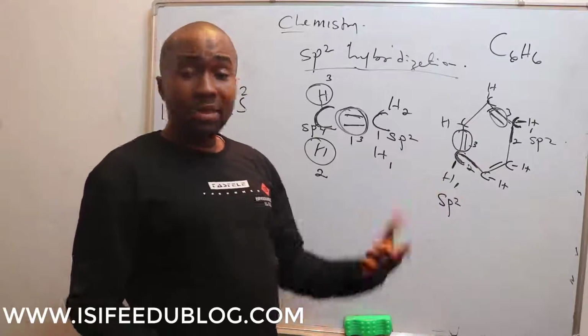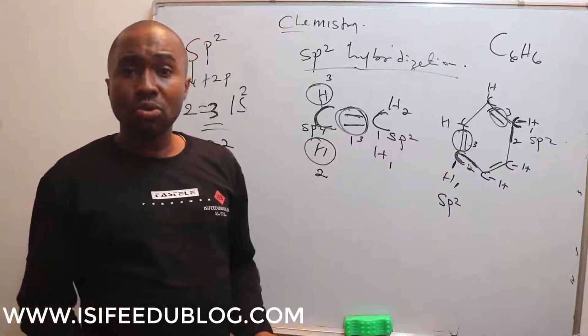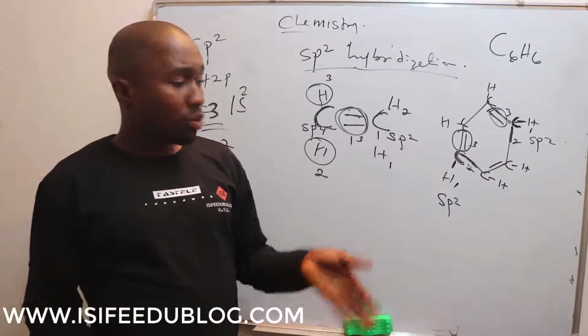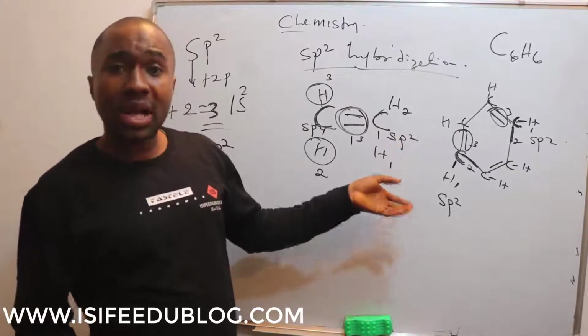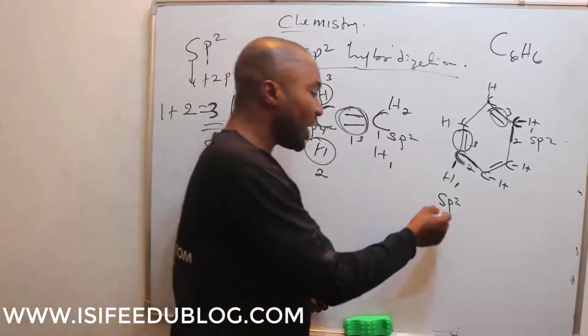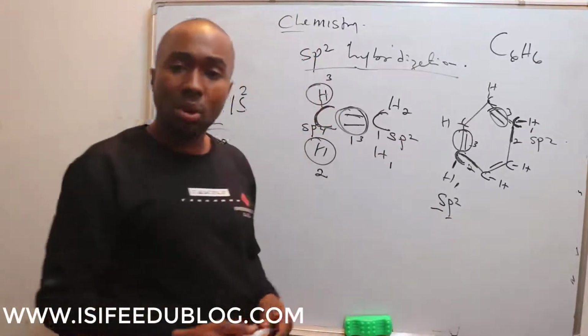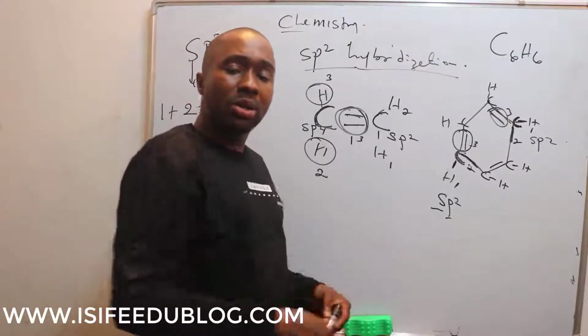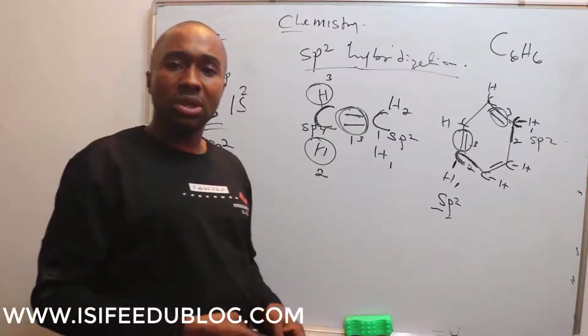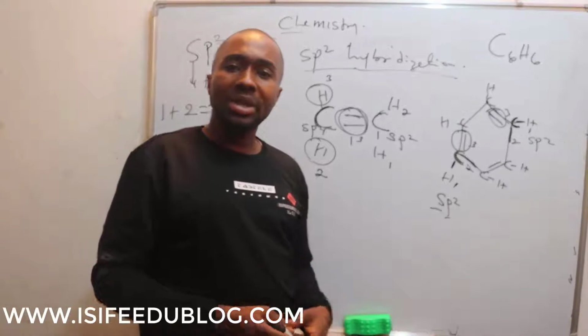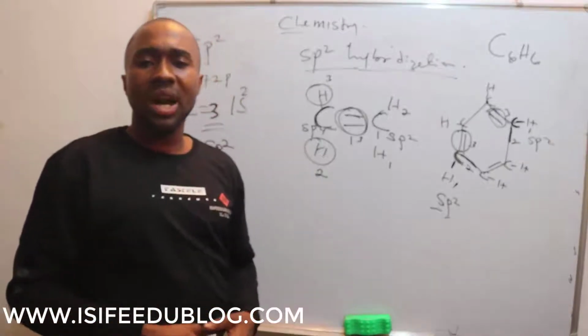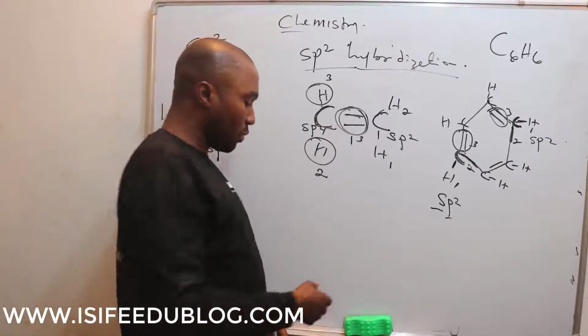Any compound that has double bond is SP2 hybridized. That is, one of the bonds is a sigma bond that is formed from the blending of the S and the PX and PY. Then the other bond is formed as a result of the PZ orbital that did not participate in the hybridization, making it a double bond.